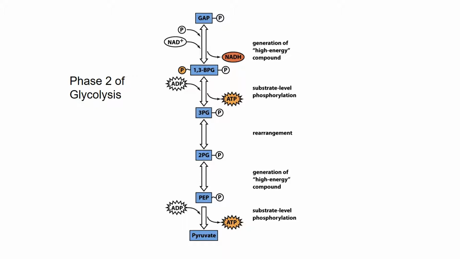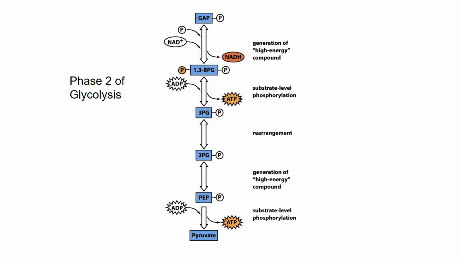In this conversion of glyceraldehyde 3-phosphate to 1,3-bisphosphate, we have an inorganic phosphate added to the GAP molecule. We also have the involvement of NAD+, which picks up 2 electrons and generates this high energy compound, NADH. Glyceraldehyde 1,3-bisphosphate is then capable of phosphorylating an ADP molecule to generate ATP.